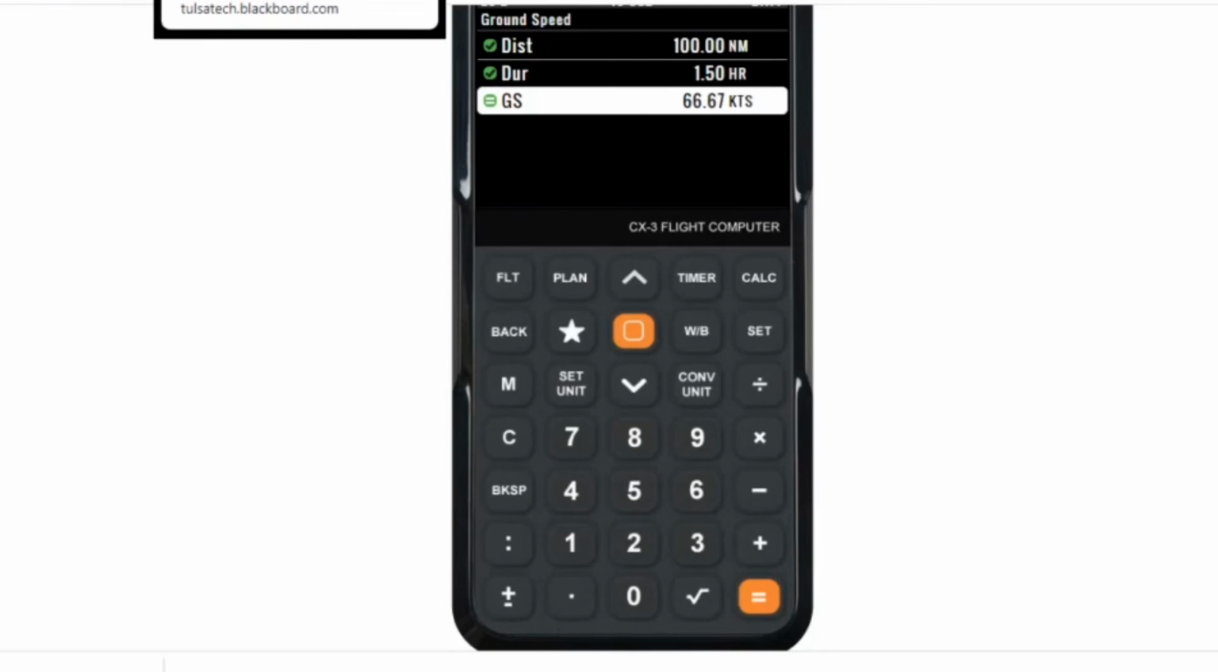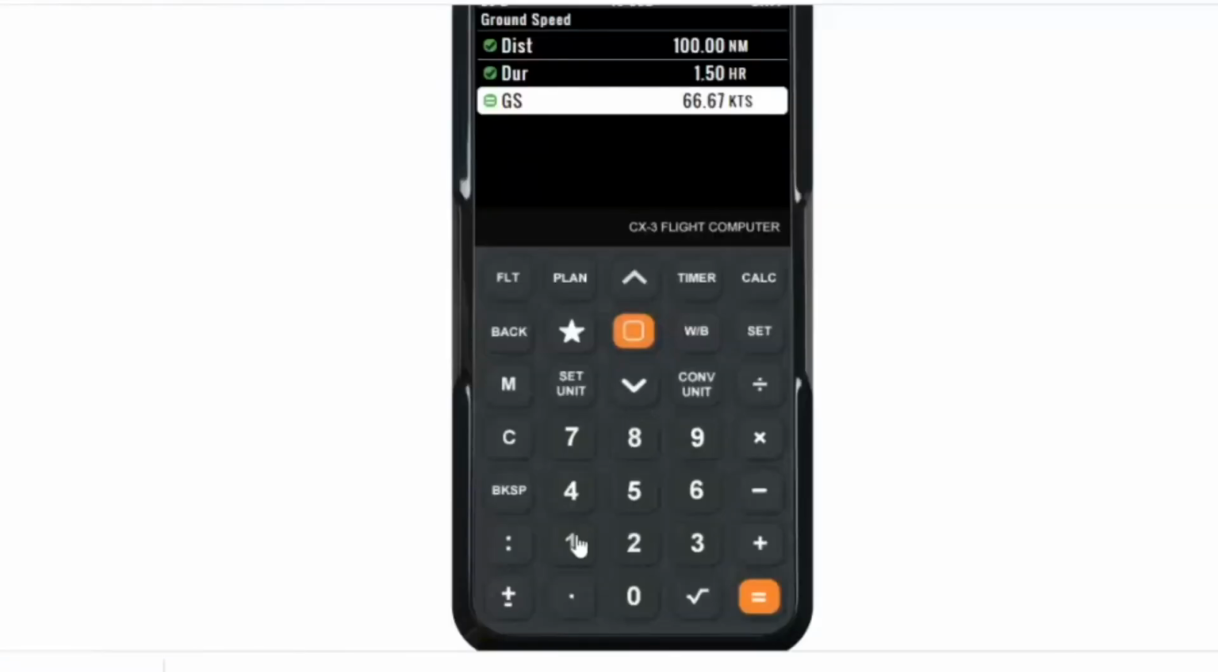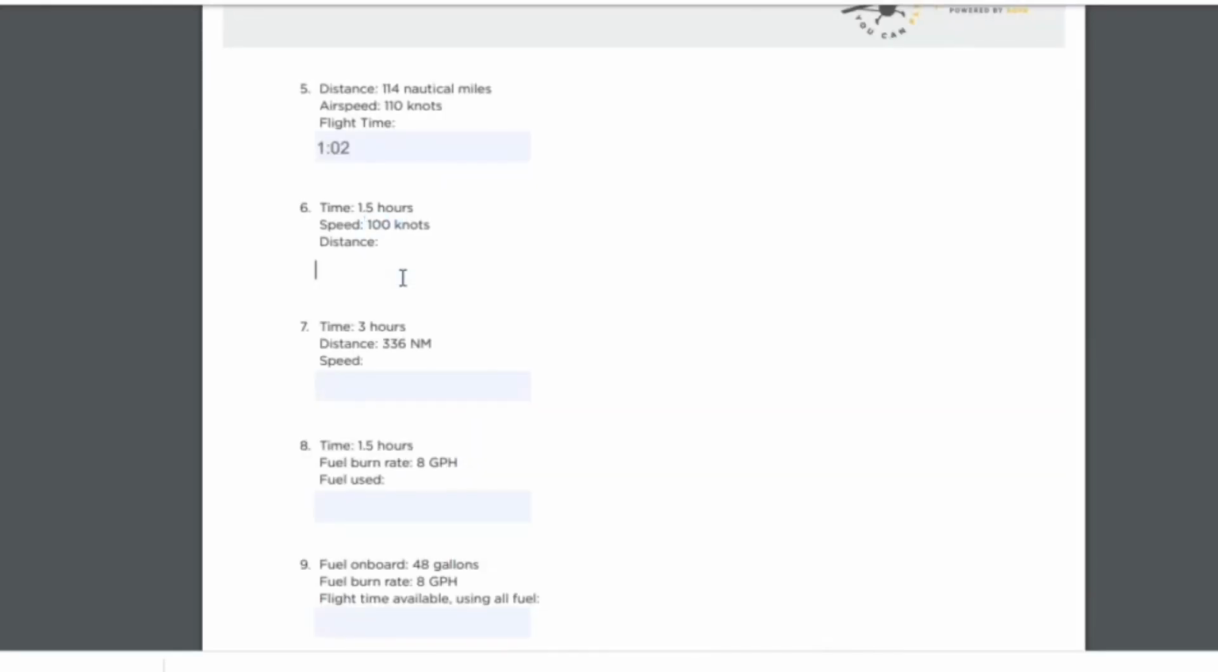That doesn't seem right. No. I had the speed. It was supposed to be the speed. The speed was supposed to be 100, not the distance. So this is supposed to be 100, and this is supposed to be 1.5, which gives us 150 nautical miles. So this question is 150 nautical miles.